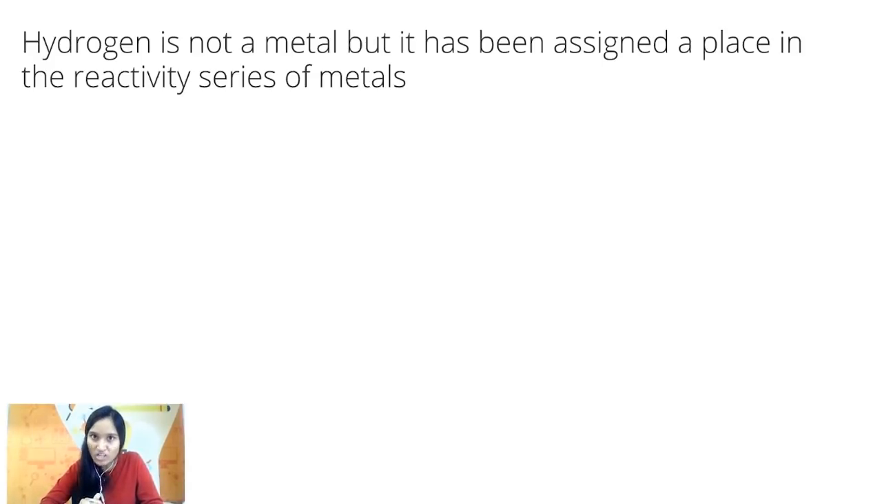Hydrogen is not a metal, but it has been assigned a place in the reactivity series of metals. It's a statement, but the question here is, why does it happen? I already told you this point in our session today, and I want to see how many of you were really alert in the session and how many can answer this question now. Just let me know through the chat. Hurry up. Why is hydrogen placed in the reactivity series even though it's not a metal?